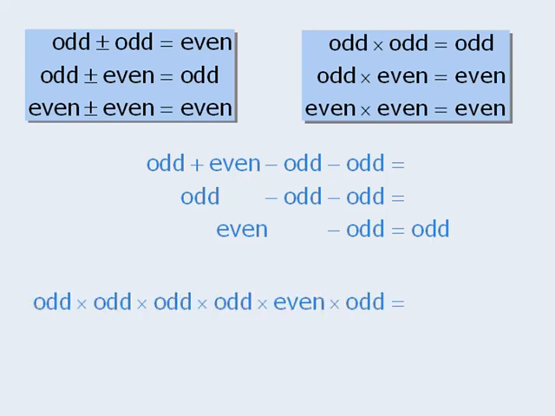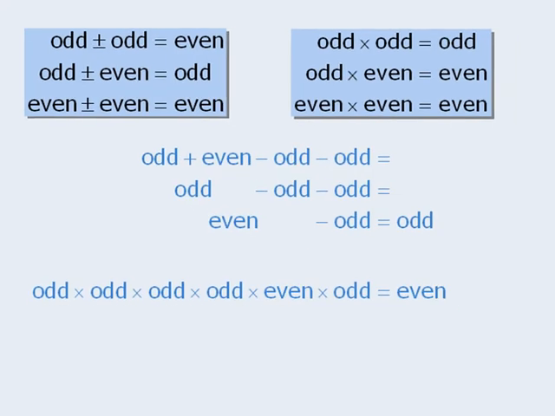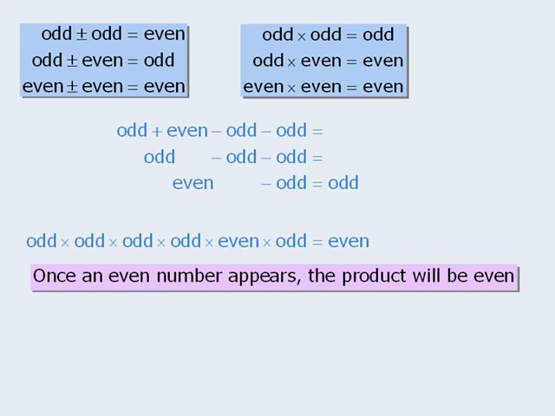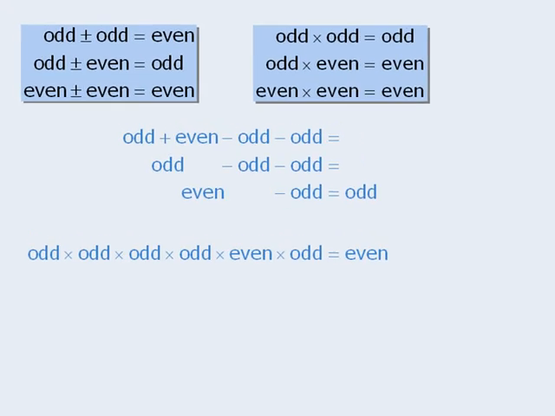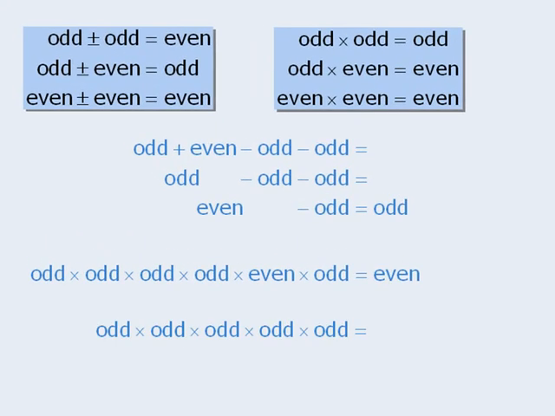Now let's examine a multiplication question. Is this product even or odd? Well, for products, we don't need to examine the pieces in pairs as we did for addition and subtraction. For products, all we need to do is look for even numbers. Since we have an even number here, we know that the product will be even because once an even number enters the picture, the product will always be even. Let's try one more product. In this question, we can see that there are no even numbers, so the product must be odd.